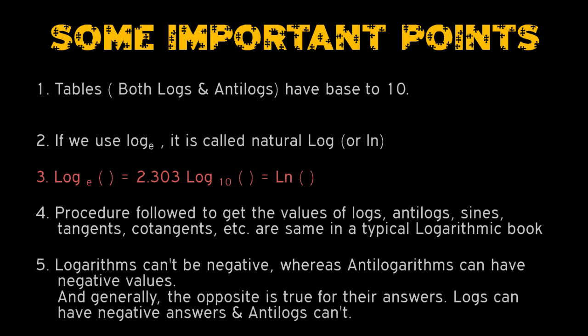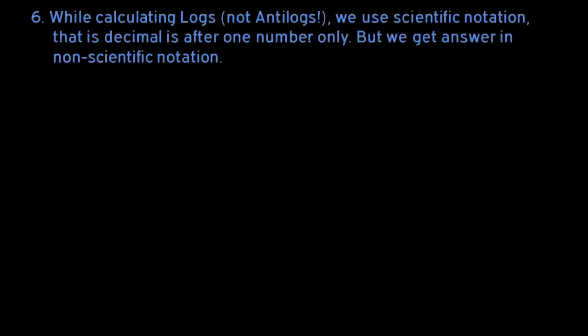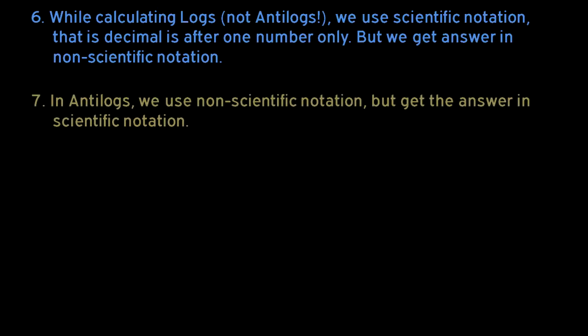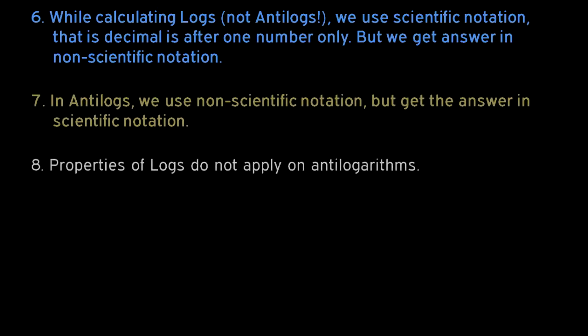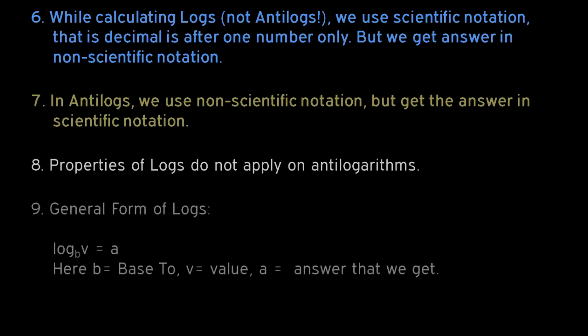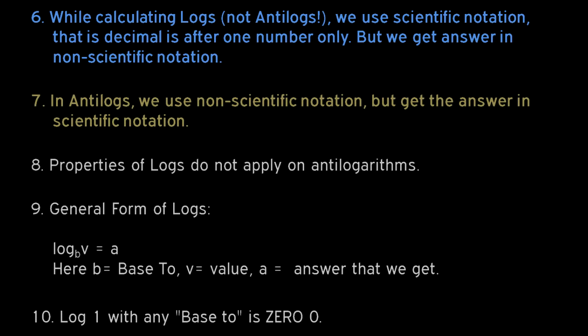Logarithms cannot have negative values. No one will ask you to find the logs of negative numbers, whereas they may ask you to find antilogs of numbers. The rule for finding logs: use scientific, get non-scientific. The opposite for antilogs. Now, properties that we talked about are only associated with logs. The general form of logs is log base b of v equals a. And this is the point that I didn't tell you earlier. Log of 1 to any base is 0.